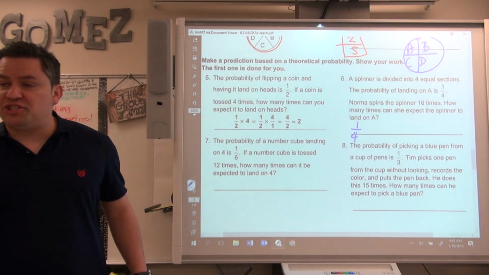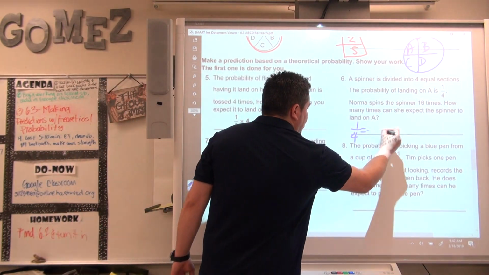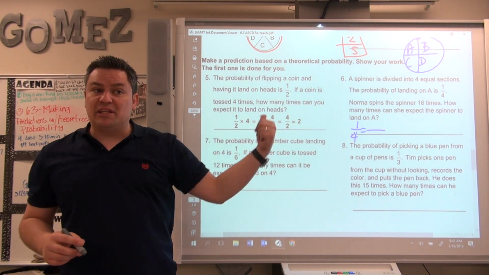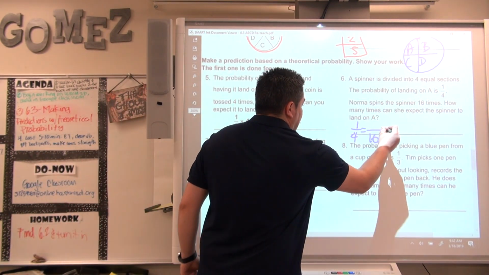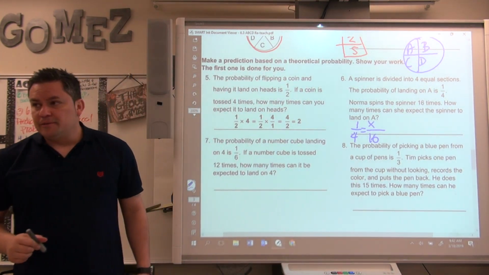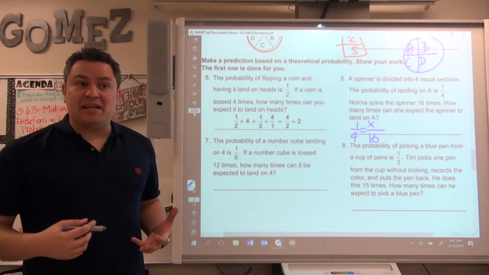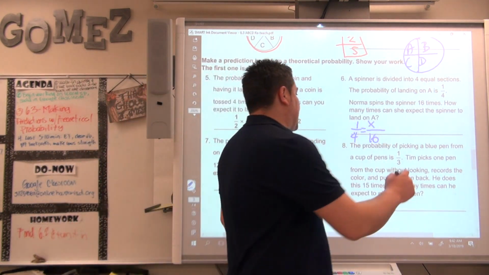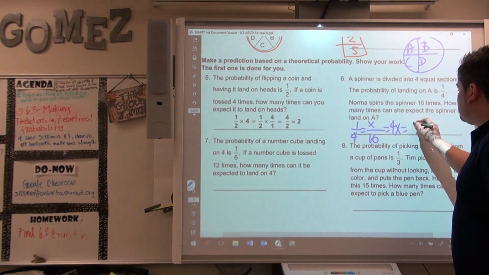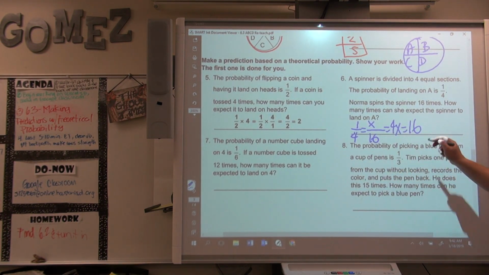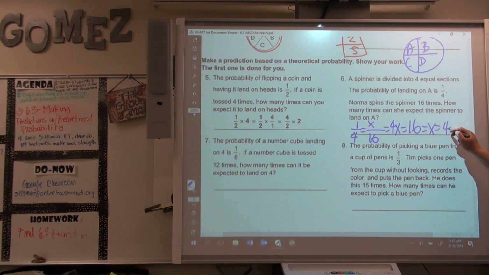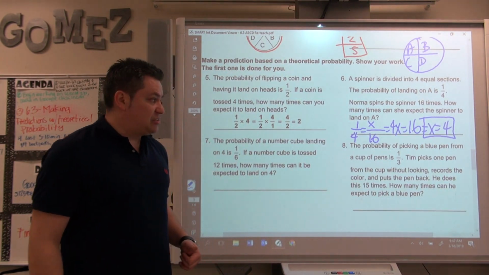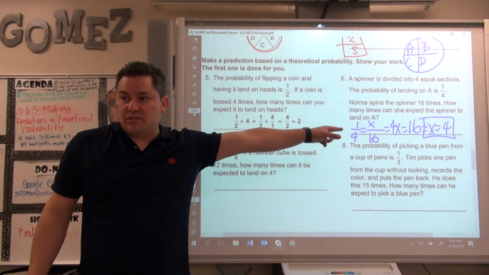Now, to make the prediction, we're going to set this equal to a fraction, and the number of times she's going to spin goes on the bottom. That's the total: 16, and right here you put an X. Then you cross multiply. That's making a prediction. All it is, find the probability first and then set up your equation. So you have 4x equals 16. When you divide by 4, x equals 4. So you can expect to hit A 4 times out of the 16 times, and 4 is your final answer.